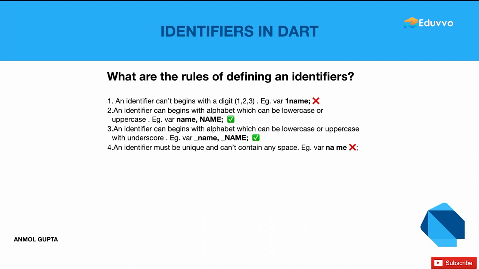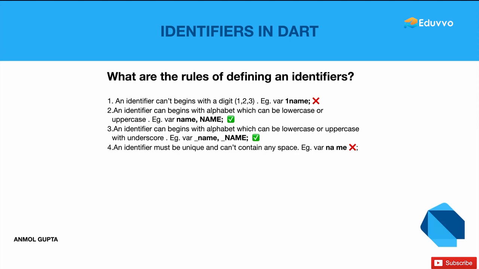The first rule for defining an identifier is that an identifier cannot begin with a digit. That is, we cannot write it as 1name or some other name starting with a number. That is a wrong way of defining an identifier. The second rule is that we can define an identifier with lowercase or uppercase, just like the examples given over here, variable name and capital name. That is a correct way of defining an identifier.